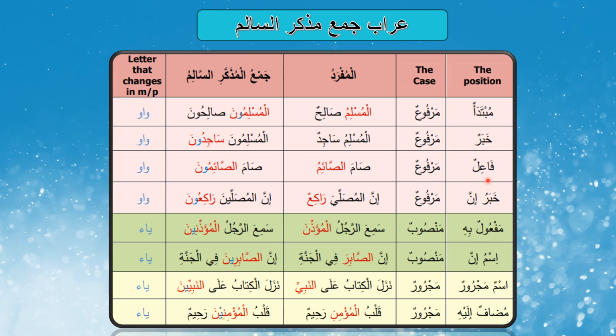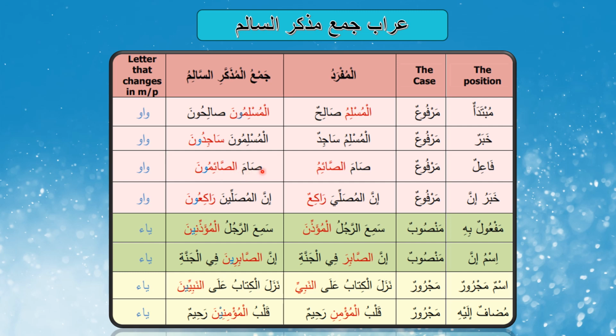Let's check the fa'il position. Sama as-saimu means the fasting person fasted. So this is ismun fa'il, the one who fasts. So sama as-saimun. How will you check? Number one, waw wa noon. Second, the position of the noun in a sentence. Since it's coming just after the verb, it's in fa'il position.